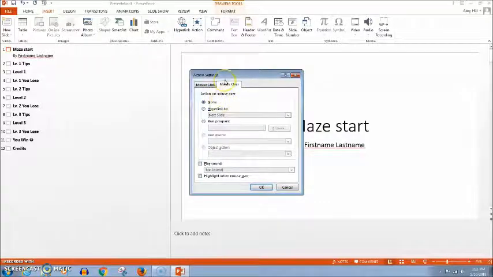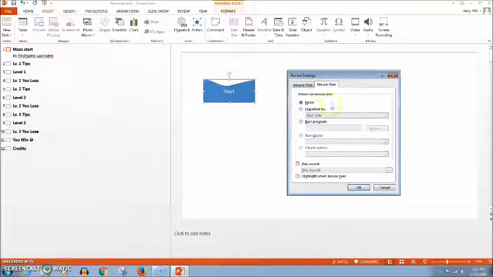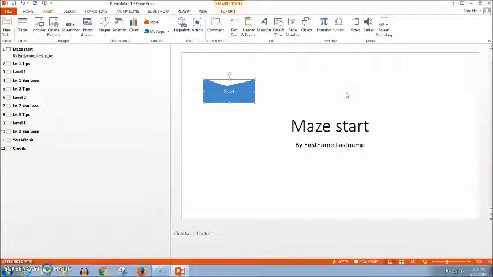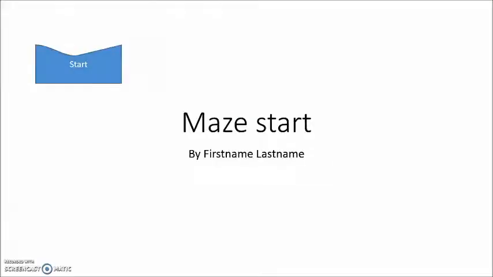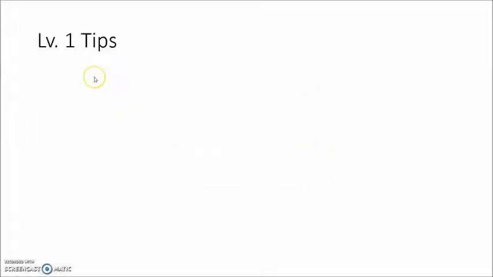We need this button right here to take us to our next slide, which happens to be our level 1 tips. So we're going to select Hyperlink to, and it already says next slide, so we can just click OK. In order to test this to make sure that something actually happened, because it doesn't look like it did, we can do several things. We can hit the F5 button, and now we're in our presentation view, and we can just touch the shape and see if it works.